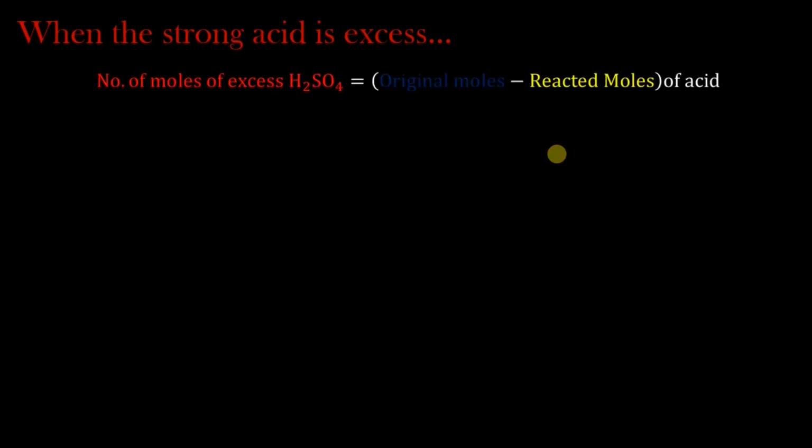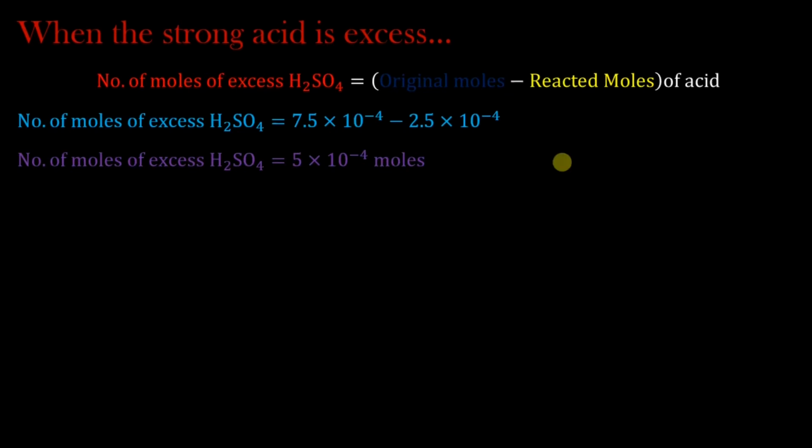We had 7.5 and now we have got that the reactant one is actually 2.5. So we subtract the two to get the value of unreacted sulfuric acid, or the excess sulfuric acid. The original one is 7.5 × 10^-4, the reacted is 2.5 × 10^-4. So that gives us the number of moles of excess sulfuric acid as 5 × 10^-4 moles.